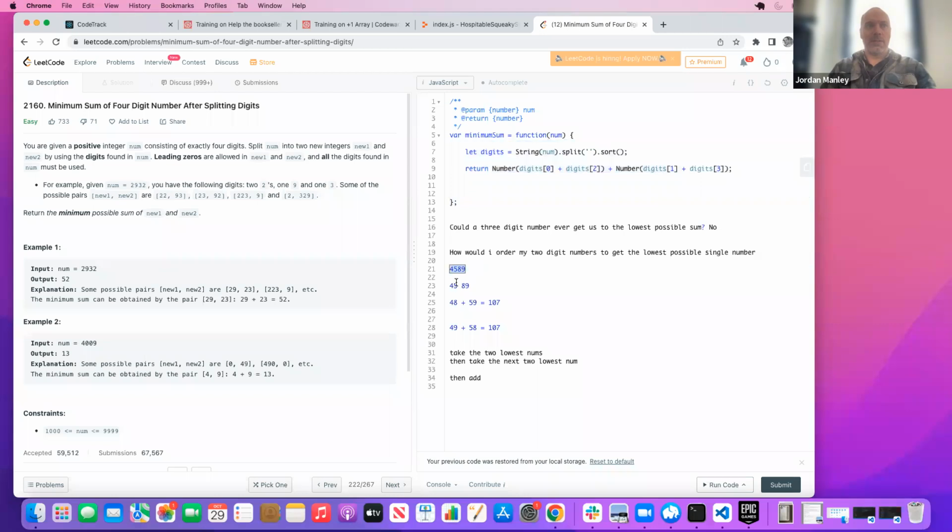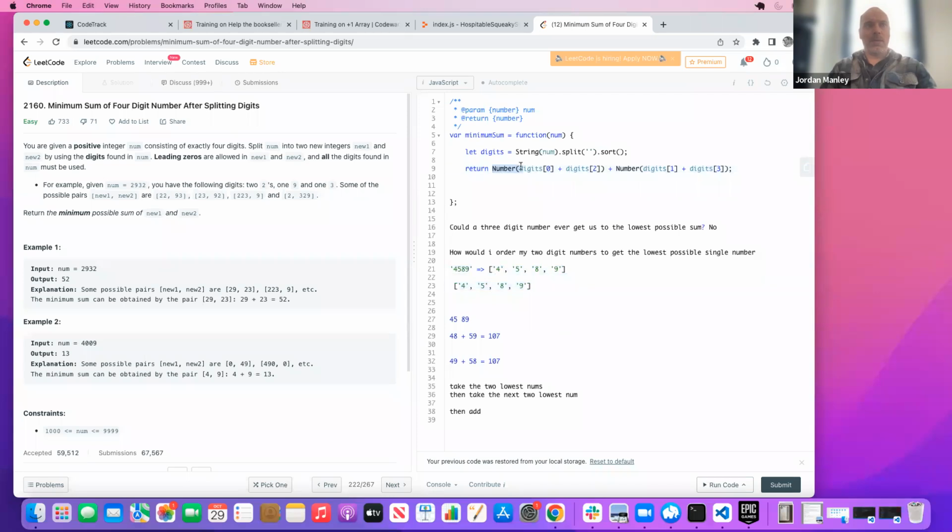So again, given this example of 4, 5, 8, 9, the first thing we do is turn it into a string. That's what this part does. The next thing we do is split it. So that makes an array of 4, 5, 8, 9. Then we sort it. I'm just going to drop this down to the next line. This one already happens to be sorted, actually, so nothing changes there.